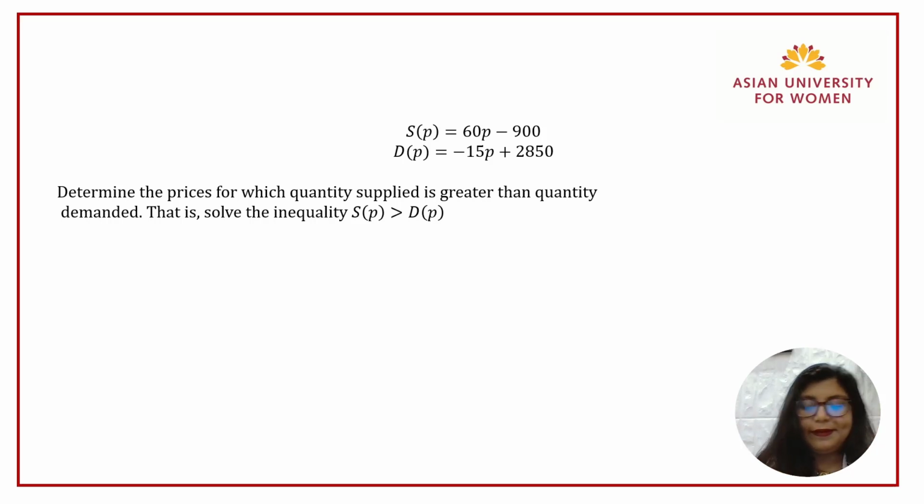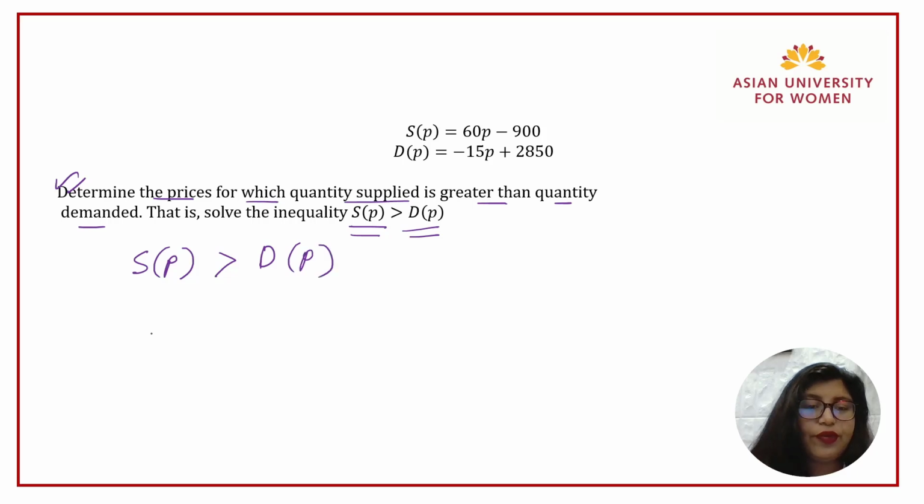Let's try to understand. Here it is written, determine the prices for which quantity supplied is greater than quantity demanded. That means this is the price at which the supplier is willing to sell more, but as a buyer, since it is not in your range, you are demanding less. So now determine the price where supply is more than demand. It's very easy, very simple. Let us try to find that out. At which price is supply more than demand?